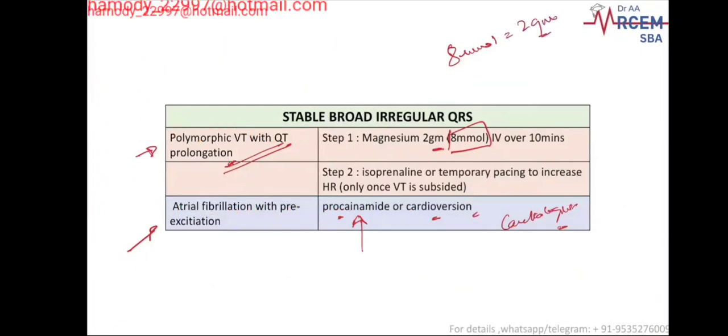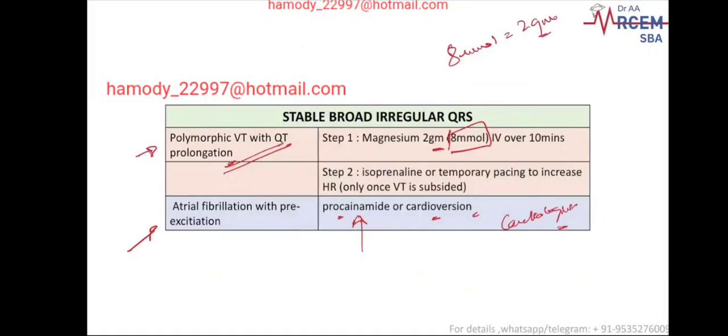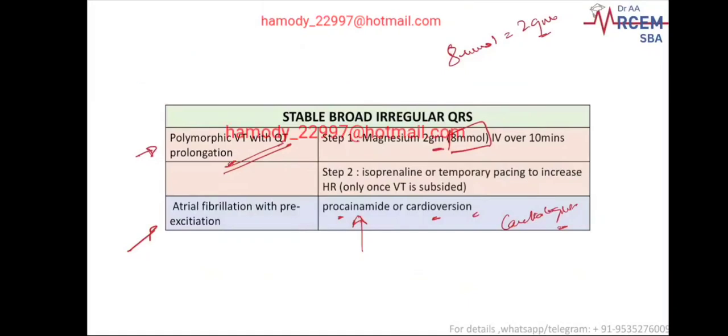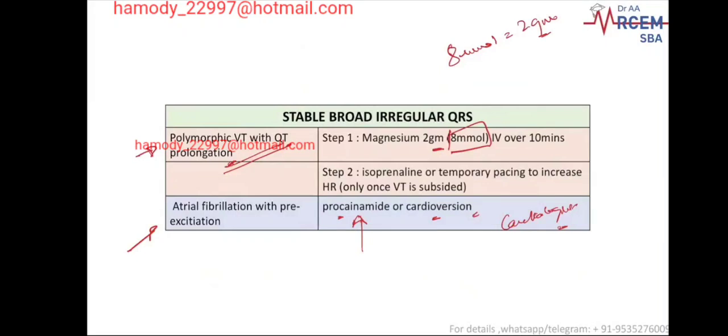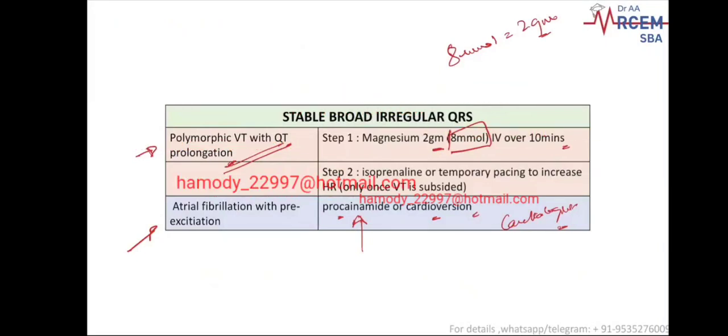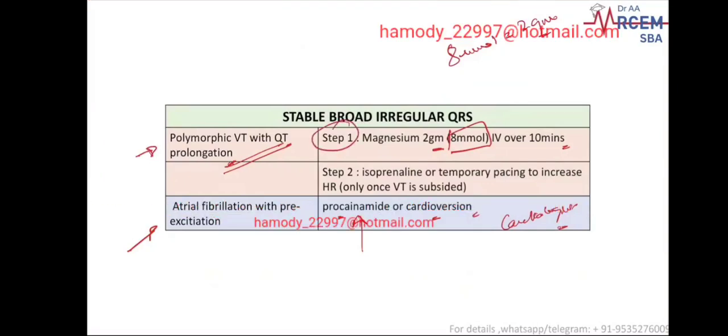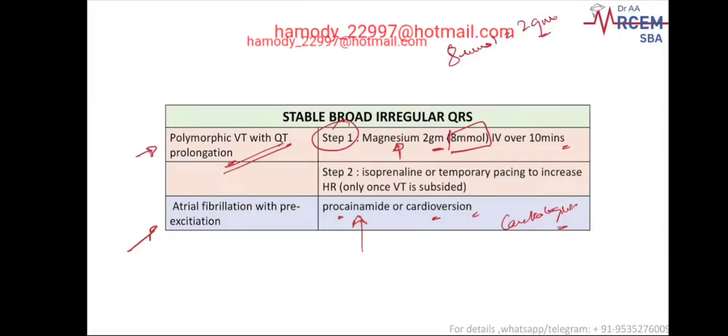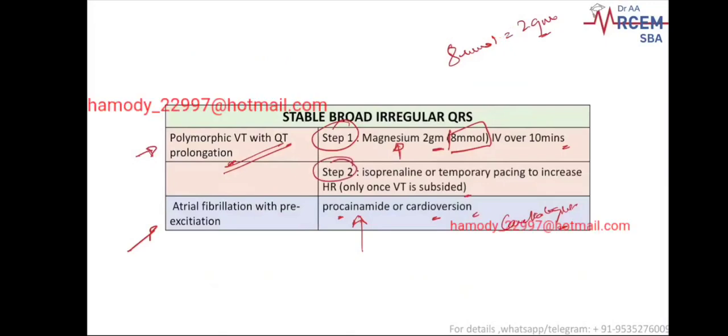Now they have mentioned it as 8 millimoles. It's just the unit has changed, but the quantity you're giving has remained one and the same, and you're giving it over 10 minutes. Once this polymorphic ventricular tachycardia goes into a sinus rhythm, what they have advised, that's step 1, is to give magnesium sulfate. Once VT is subsided, then you go into step 2.